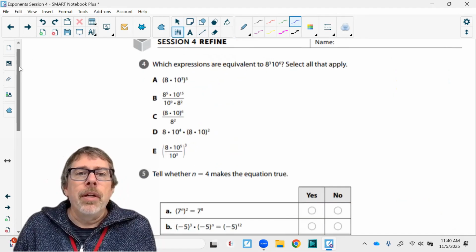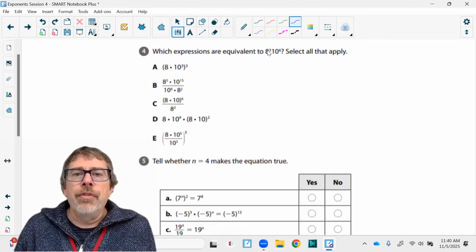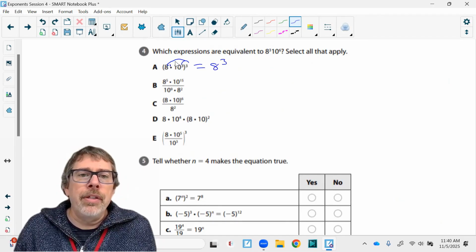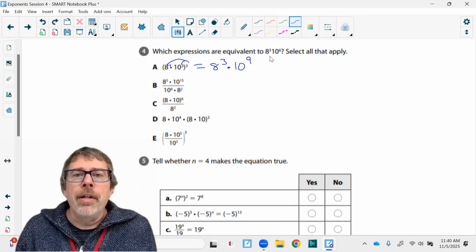Number 4. Which expressions are equivalent to 8 cubed times 10 to the 6th? If I distribute this, that is going to equal 8 to the 3, because this is a 1, and 3 times 1 is 3, and 3 times 3 is 9, so this is going to become 10 to the 9th power. Well, that's not matching the 6, so that is not an answer.